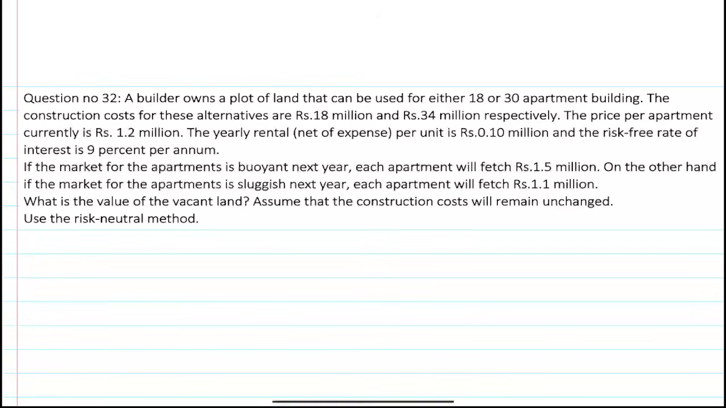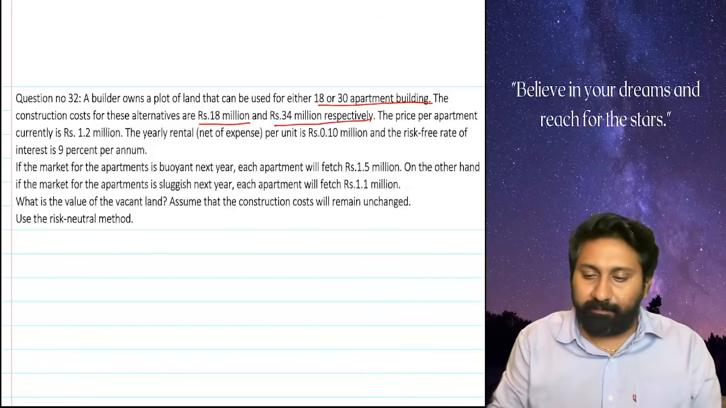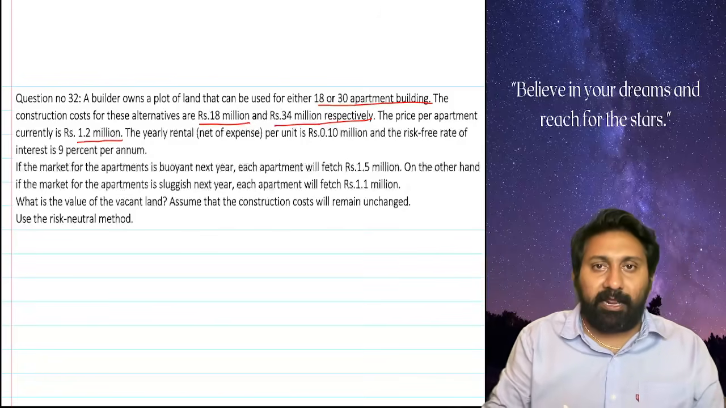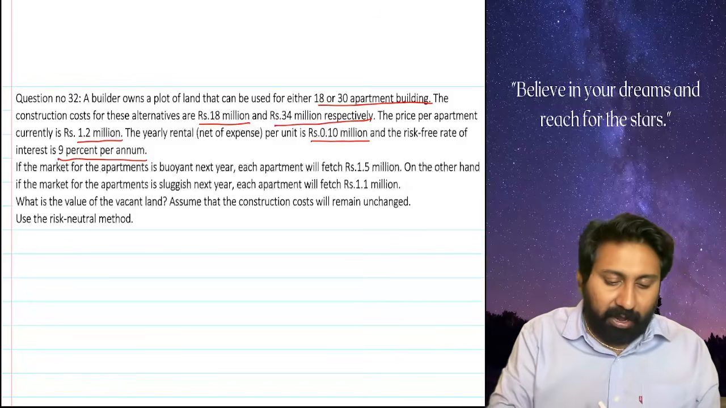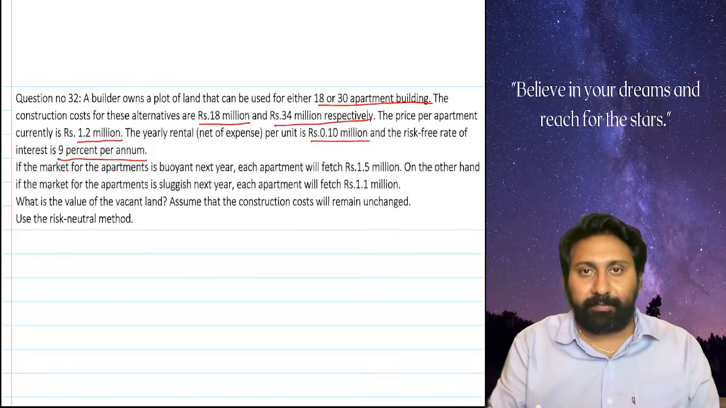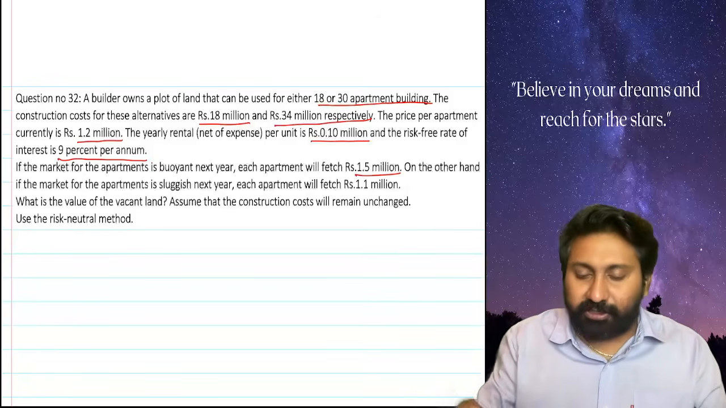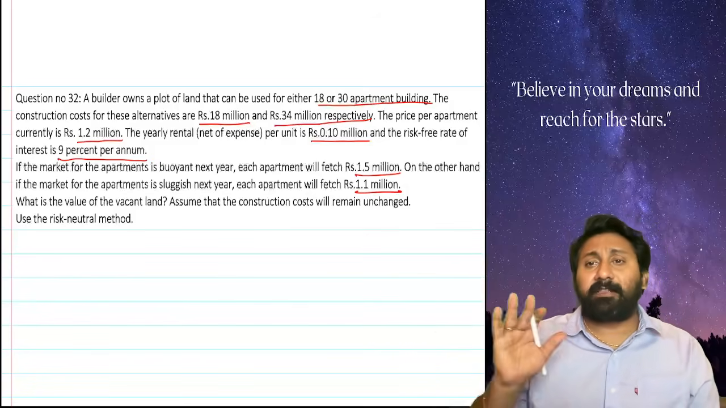A builder owns a plot of land that can be used for either an 18 or 30 apartment building. The construction costs for these alternatives are 18 million and 34 million respectively. Price per apartment currently is 1.2 million. Yearly rental 0.1 million. Risk-free rate 9% per annum. If the market for the apartments is buoyant next year, it will fetch 1.5 million. Sluggish, it will fetch 1.1 million. Calculate the value of the vacant land.